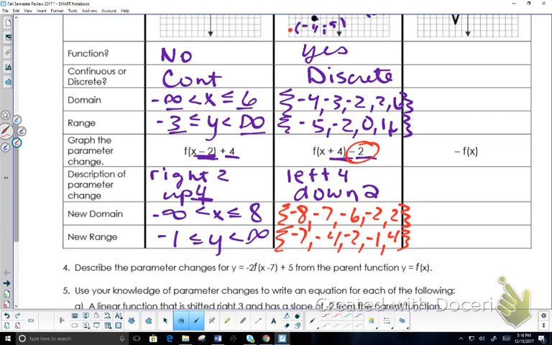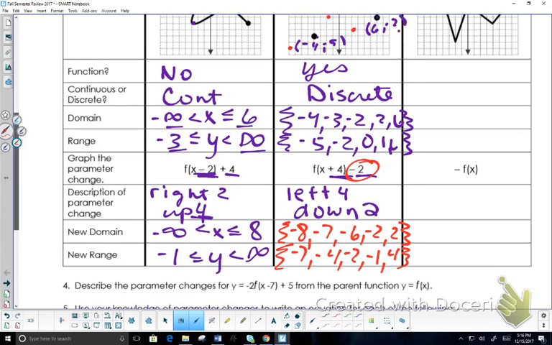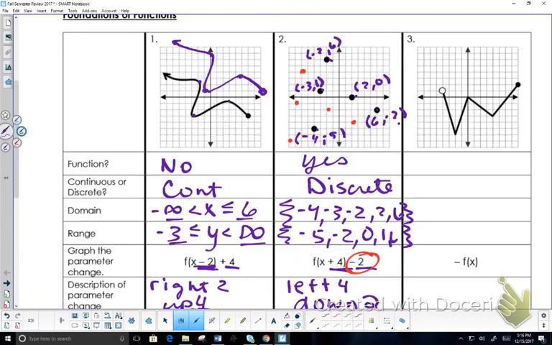This last one, is it a function, yes or no? Yes, it'll pass the vertical line test. It is continuous because I can trace it without picking up my pencil. The domain, the far left would be negative 4, and it is less than because it's open circle. The far right, 1, 2, 3, 4, 5, 6, 7, 8. So less than, this one's closed, so it'll be less than or equal to.